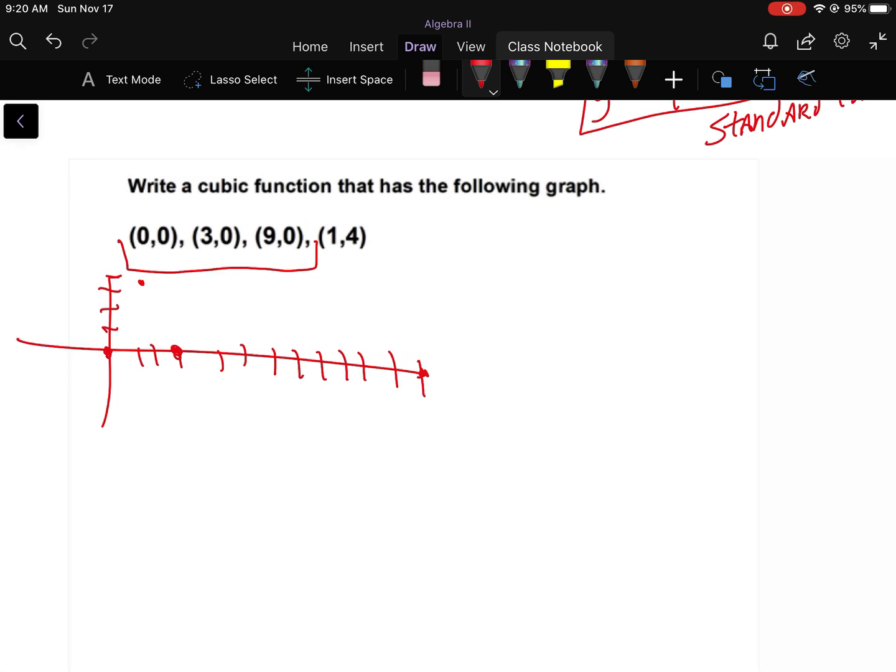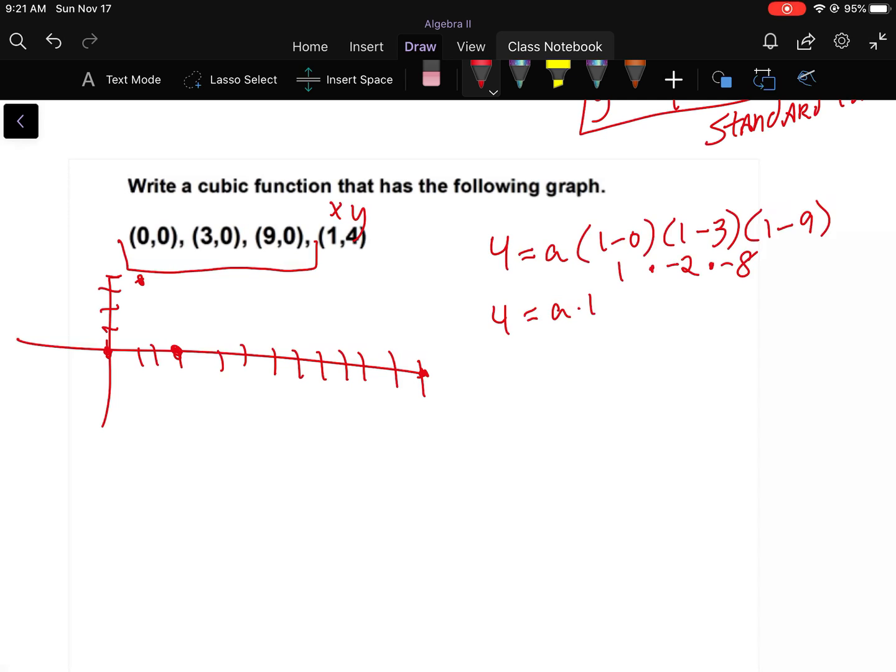Now, it's kind of tricky thinking about end behavior if they just give you the points, because there's a lot of curves that go into a parabola. I don't know if it's going up this way and down and whatnot. So here's my x, here's my y. So 4 equals a times (1 minus 0), (1 minus 3), and (1 minus 9). So 1, negative 2, negative 8. Hey, guess what? 16 divided by 16. I get the same a value as last time.